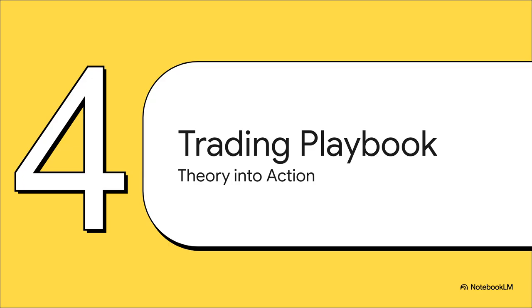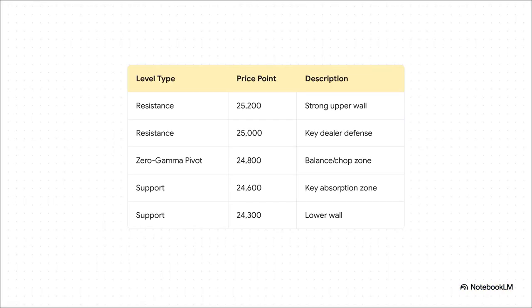Okay, enough theory, let's get practical. Section 4 is our trading playbook. This is where the rubber meets the road. We're going to turn all these concepts into a concrete, step-by-step plan that you can actually use to find high-probability trades. So here is a hypothetical map of what these key gamma levels could look like for MNQ.